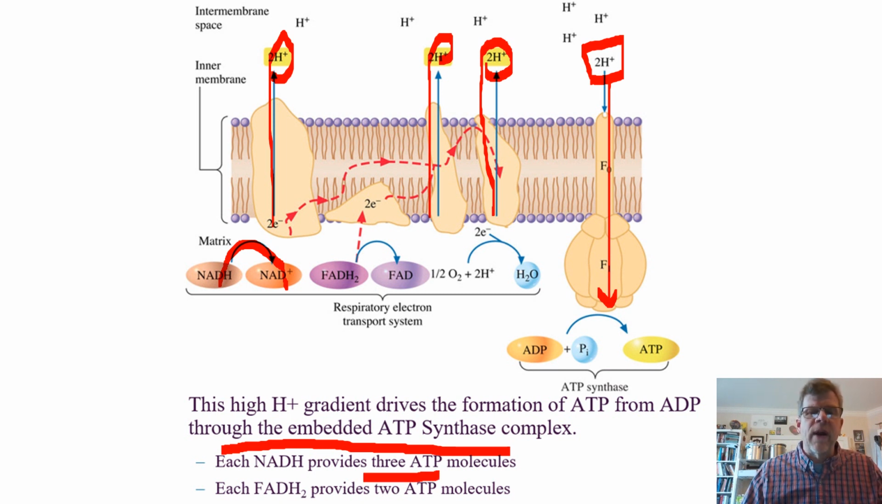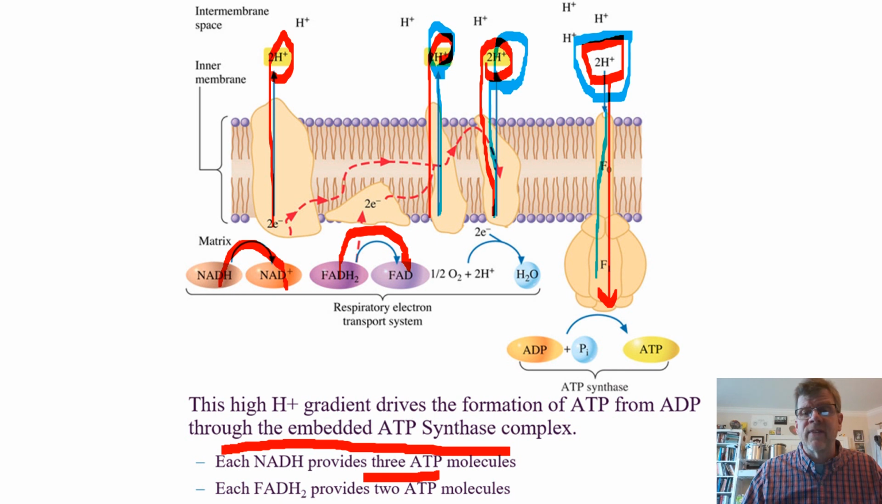Same thing can be said for FADH2 going to FAD. It will push through 2, 4 hydrogen ions. Again, since it takes 2 hydrogen ions to go through ATP synthase to form an ATP, each FADH2 produces 2 ATP molecules.